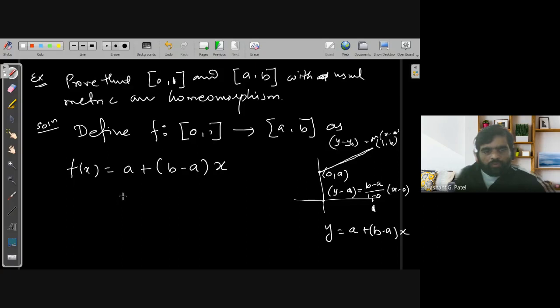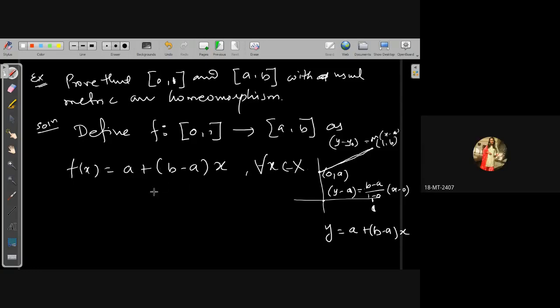Now you can easily prove that, or I can give you an exercise to prove that this f is 1-1 and onto, and you can also prove that this f is continuous. That I am giving you as homework to do. What will be the inverse of this function? Why is this continuous? Because it is a polynomial. So that in one line you can just write down. But what will be the inverse of this function?